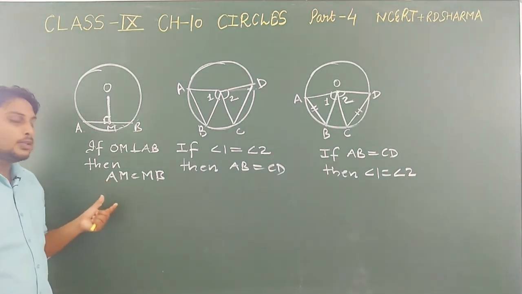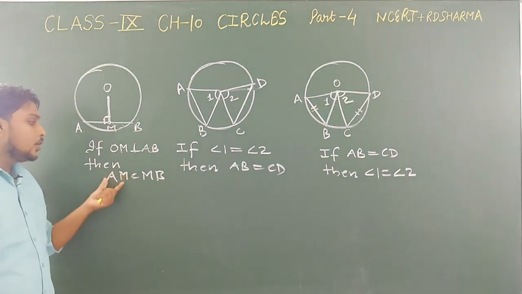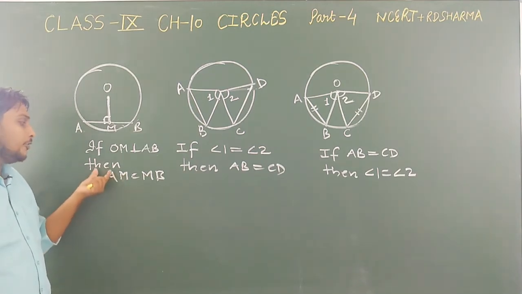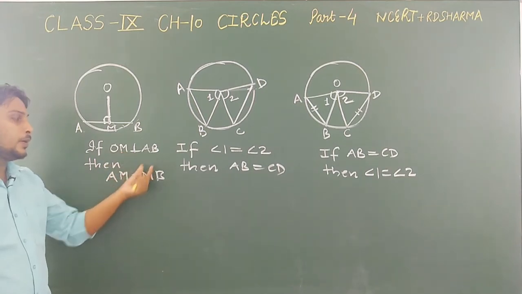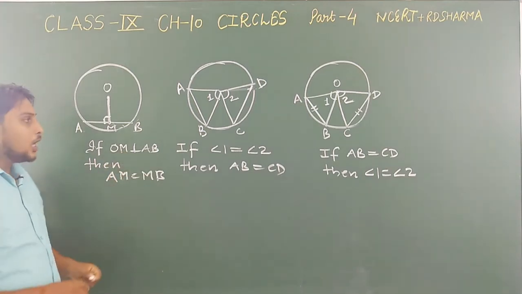And today we are going to study the converse of this theorem. This time we are going to study that if AM is equal to MB, then we have to prove that OM is perpendicular to AB. How will we prove it? Let us see.